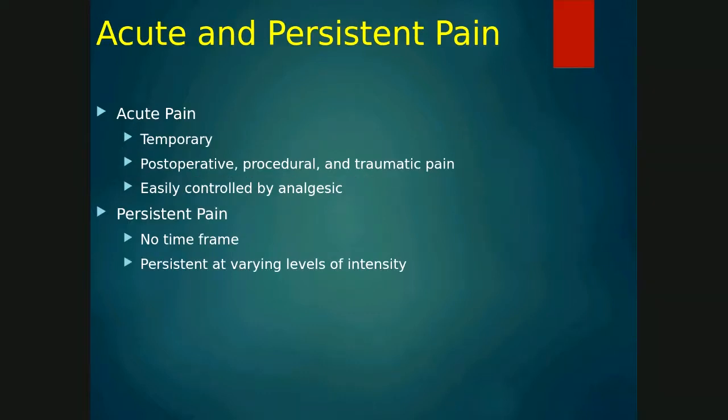So there are different types of pain. There's acute pain, which is temporary, usually related to either a traumatic event or a procedure, and it's usually quite easily managed with analgesics. And then there's persistent pain that doesn't really have a time frame, and it has varying levels of intensity.